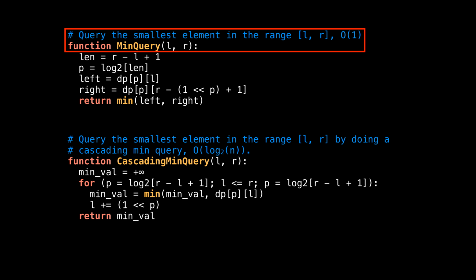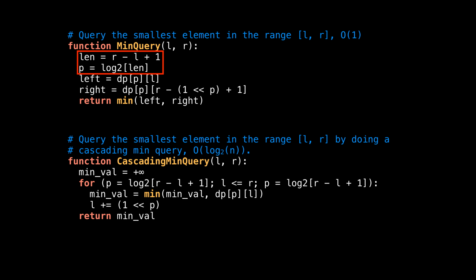This first method finds the smallest element in a range L to R inclusive in constant time. To do this, first calculate the length of the range and find the value of p, then simply do a lookup to get the left and the right cell values and take the minimum. The left cell is found at row P, column L, and the right cell is found at row P in column R minus K plus 1.